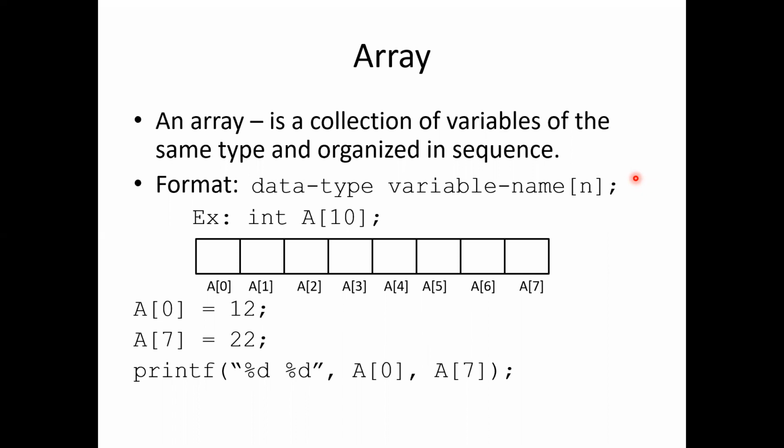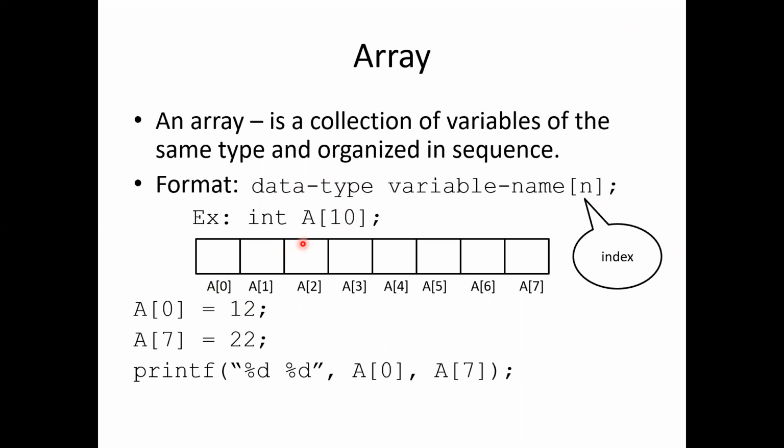Now, under structured data type, we have the array. An array is a collection of variables of the same data type and organized in sequence. And this is the syntax in declaring arrays. First, you have to declare the data type, then the variable name followed by the index. Okay, so this is an example, integer a index 10. So it means that you are allowed to enter up to 10 values in variable a.